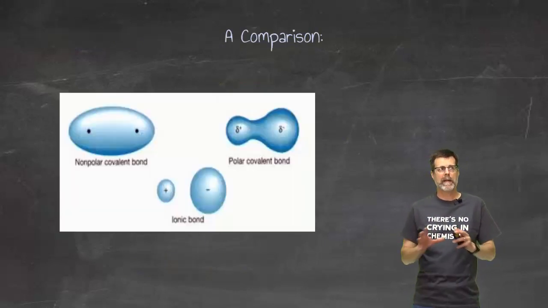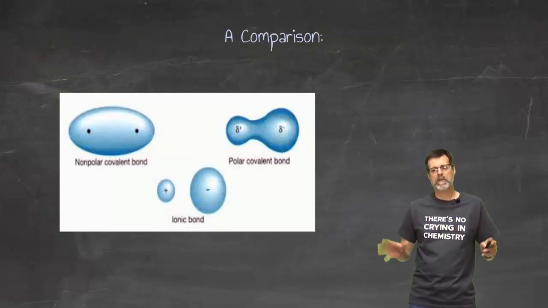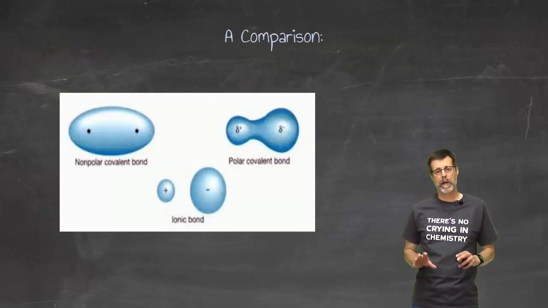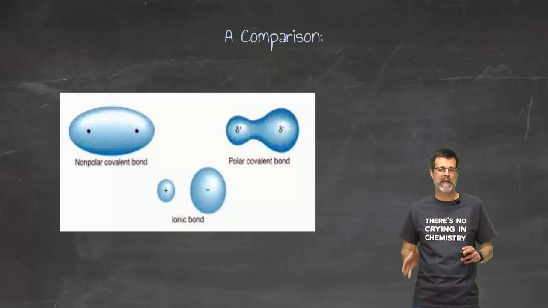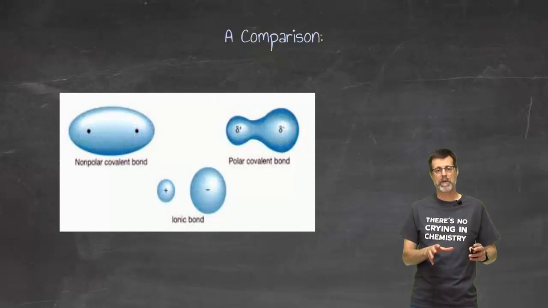If I were to look at, let's say, the electron cloud, so how the electrons are arranged around the atoms, the two at the top left and the middle and the bottom are the ones that we're familiar with, the purely covalent bond.